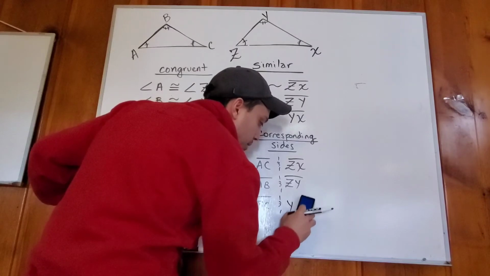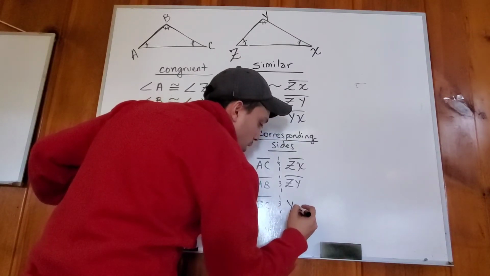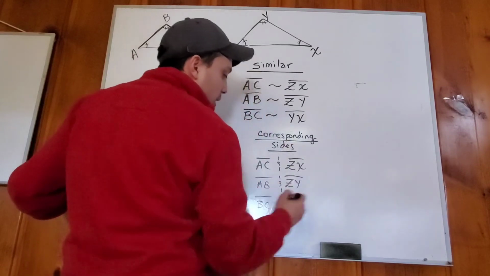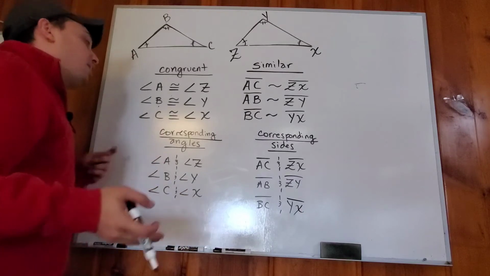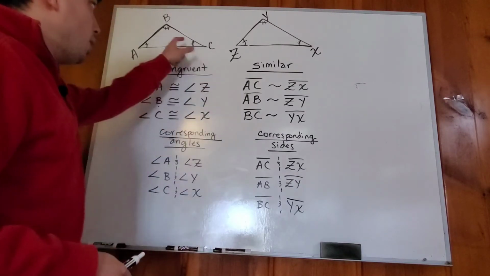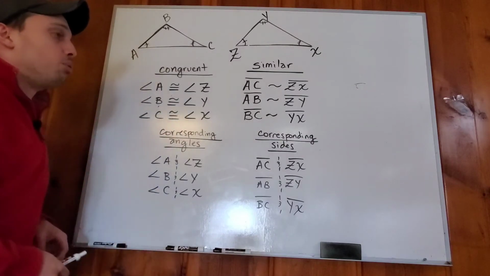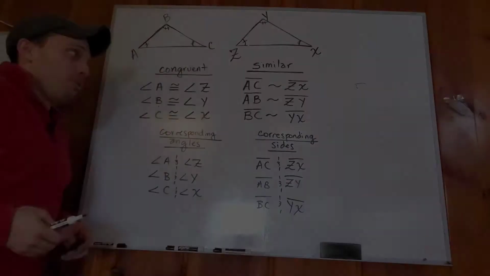Good thing I have an eraser handy over here. YX. And these are the same as this one's over here, and that's how you find the relationship between corresponding angles and corresponding sides in similar triangles. And this is important because you need to be able to identify it when we see similar shapes.